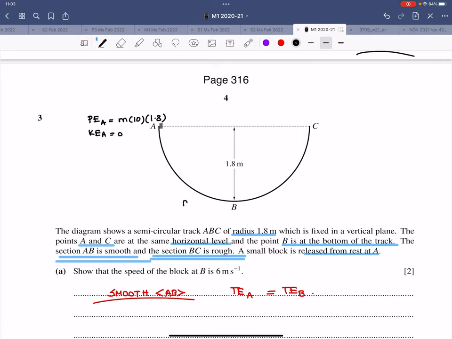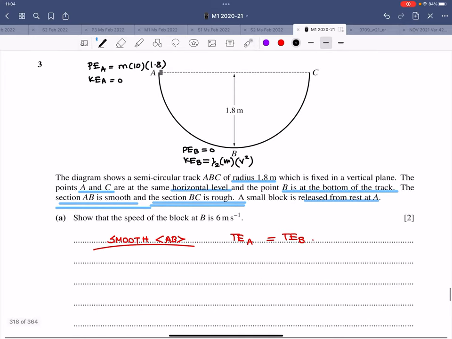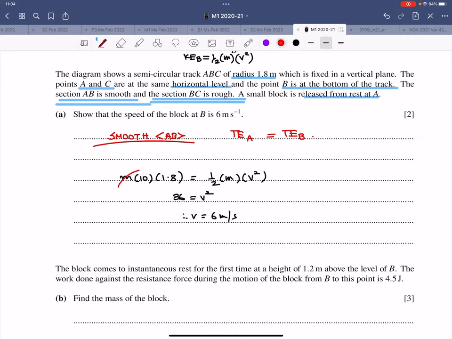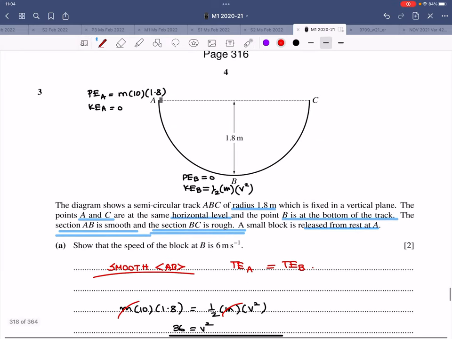Potential energy at B is 0. Kinetic energy at B is half into m into v square. So therefore, the total energy: m into 10 into 1.8 equals half into m into v square. So 1.8 into 10, that's 18. 18 into 2 is 36. 36 is equal to v square. Therefore, v comes out to be 6 meter per second. The m and the m cancel off. That part is done. Now the section BC is rough.